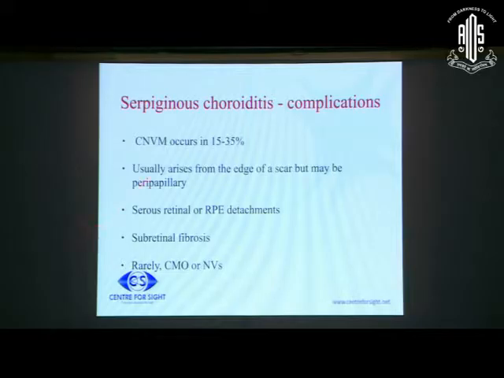In terms of complications, CNVM occurs in about 15 to 35% of patients. They generally occur at the edge of the scar or the healed lesion. You can also have serous retinal or RPE detachment, subretinal fibrosis. Rarely you can have macular edema. Neovascularization is not very often seen.